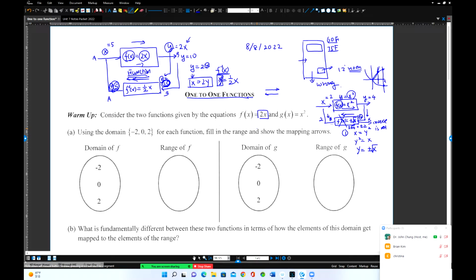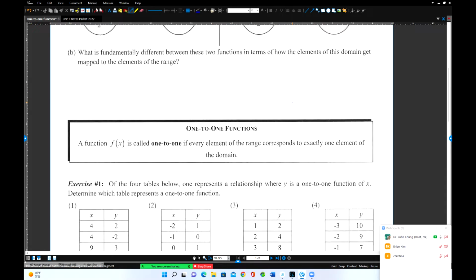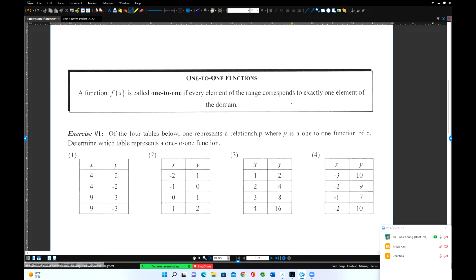A function is only one way, right? That is a one-way function. But a one-to-one function means we can use the system backward too. Okay, that's the definition over here, one-to-one functions. A function means for one value of x, there will be only one value of y. But a one-to-one function, every element of the range corresponds to one x. The range is the value of y. Going backward to find x, the x value should be only one, right?